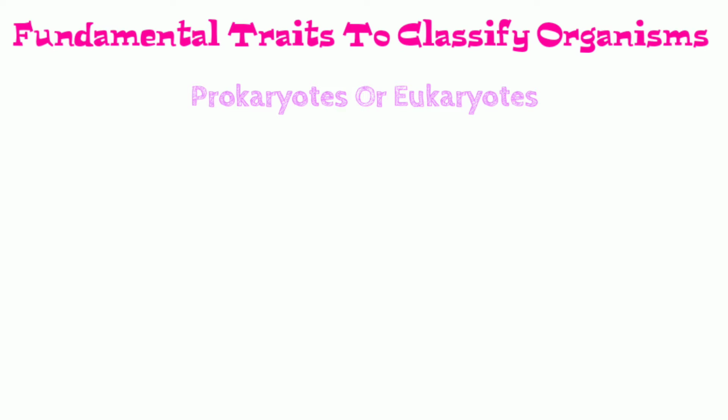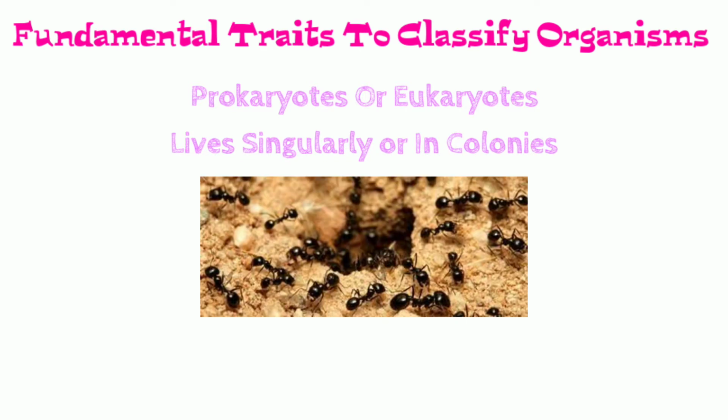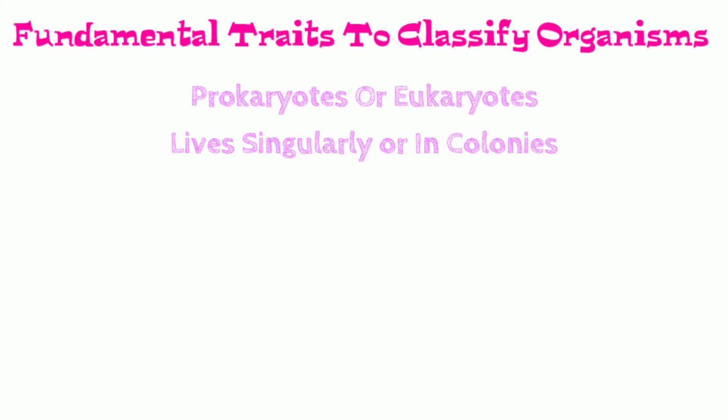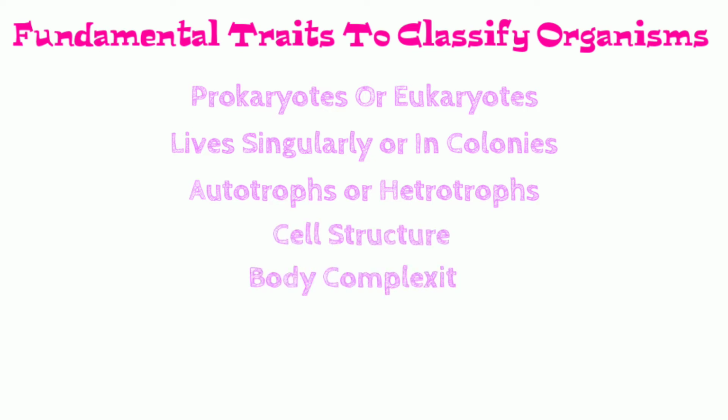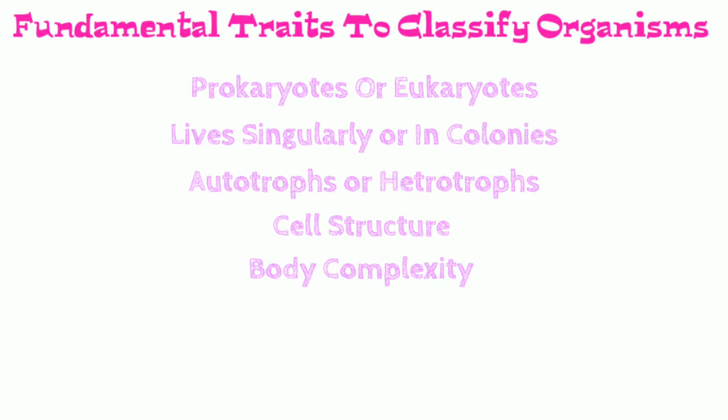Or we can see whether the organism lives in a colony or whether it survives singly. Like ants, for example, they live in colonies. And we can see whether they prepare their own food, meaning they are autotrophs, or whether they depend on other organisms for their food, meaning they are heterotrophs. And some more things like cell structure, their complexity, and so on, we can see while classifying organisms.